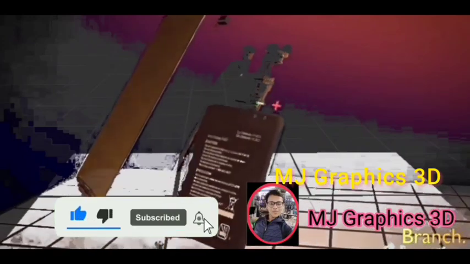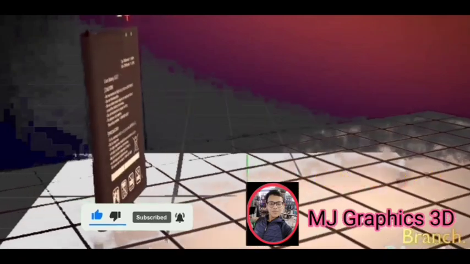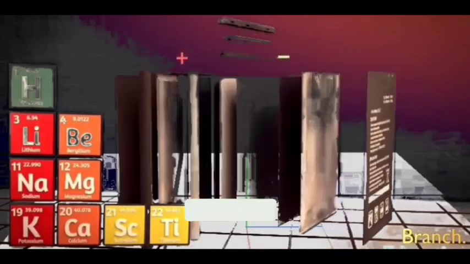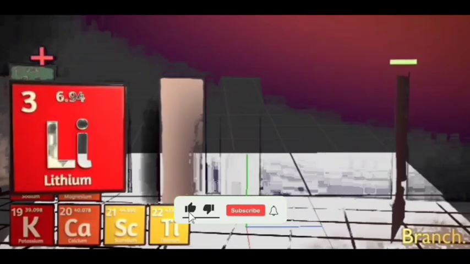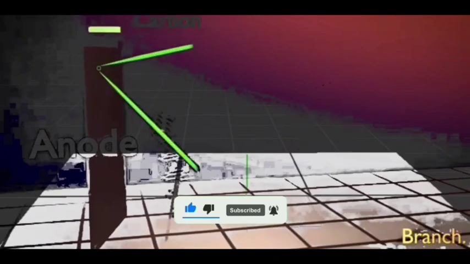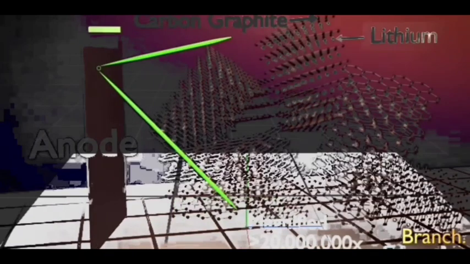So then, where does this flow of electrons come from? Well, this is a lithium-ion battery, so the electrons come from the element lithium. At the negative terminal, which is technically called the anode, lithium is stored between layers of carbon graphite, similar to the graphite in your pencil.